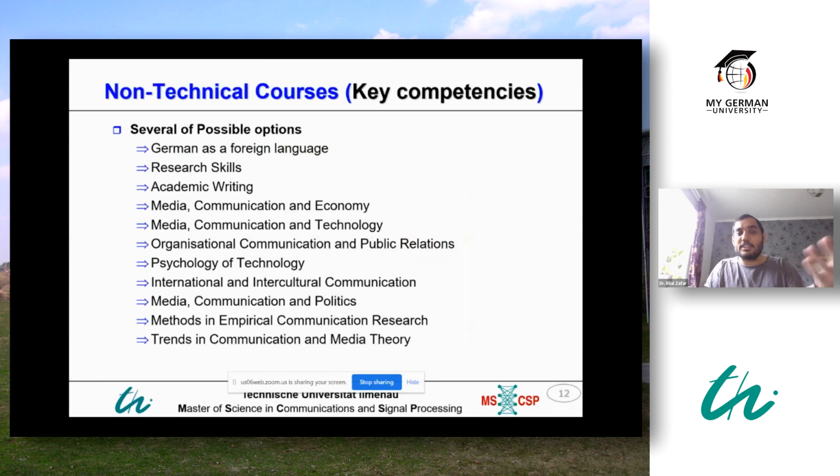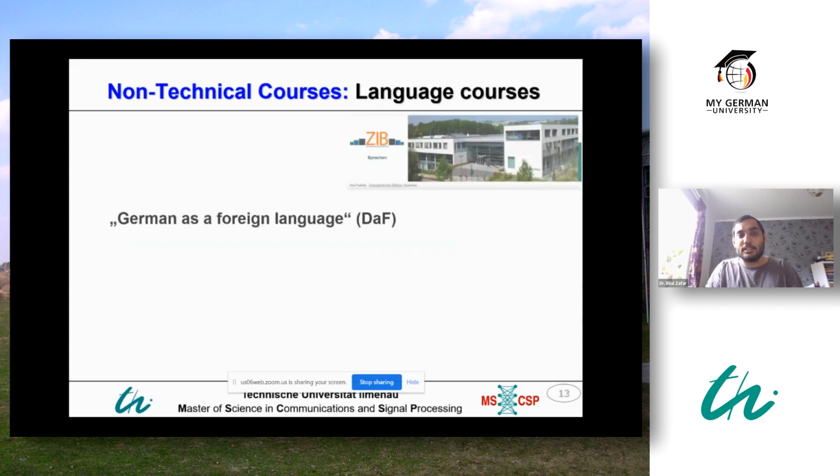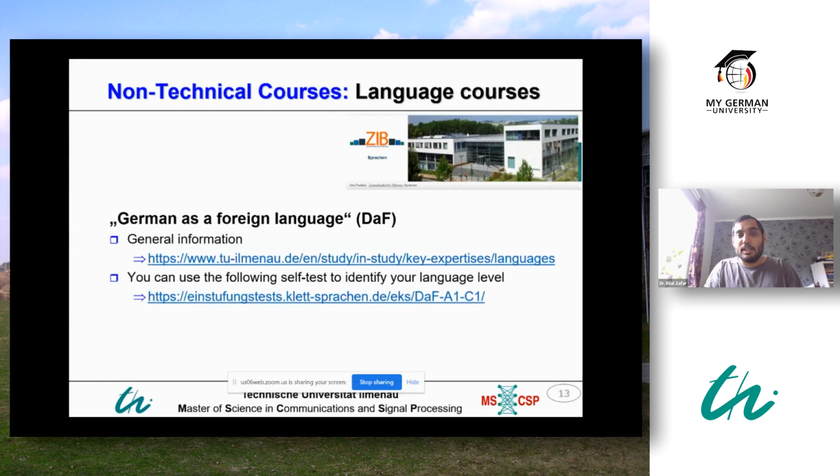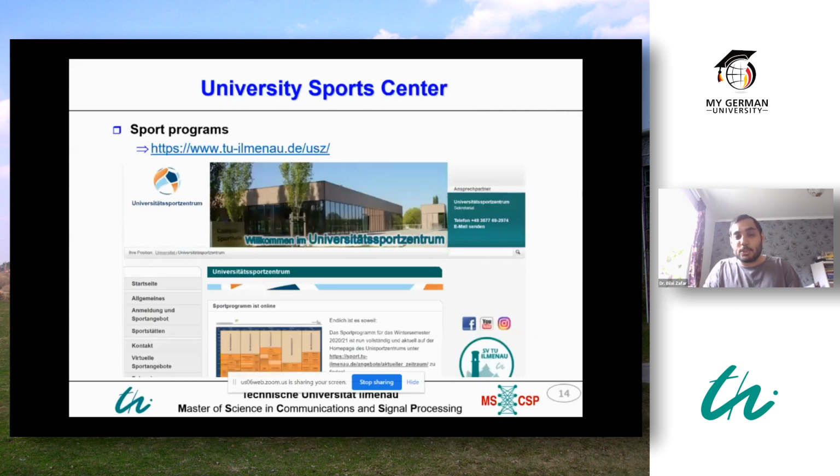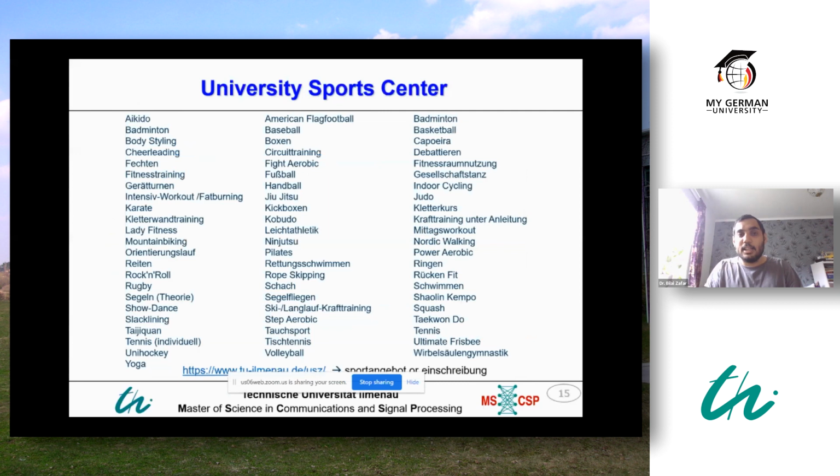I'm just going through this a bit faster. I'm sure you can find this presentation later on from Georgie as well. So, just the options for the non-technical courses as well. We have German as a foreign language, for example. Then there is a very nice sports center in our university. The students can join all kinds of sports activities. So we encourage this. And this is the range of sports that is available at the university.